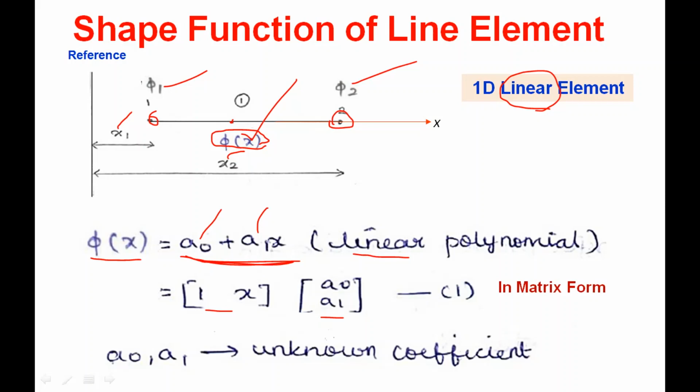So now how do we evaluate these unknown coefficients A0 and A1? By using the boundary conditions. What are the boundary conditions? At node 1 we know the value of the variable is pi 1. This is one condition. At node 2, the value of pi is pi 2. So this is the second boundary condition. Using these conditions, we are going to evaluate A0 and A1.